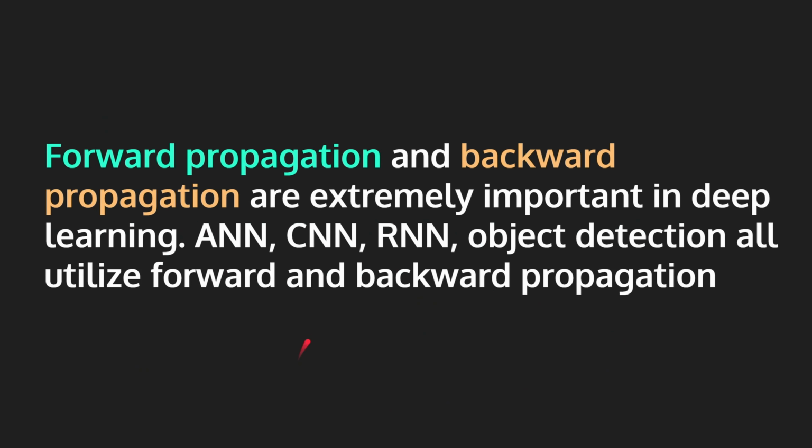And finally, we update the weights. Cool. So forward propagation and backward propagation are extremely important in deep learning. And ANN, CNN, RNN, object detection all utilize forward and backward propagation, right? And if you're wondering what these terms mean, ANN is artificial neural network, CNN is convolutional neural network, and RNN is recurrent neural network. And yeah, that's what they actually stand for.